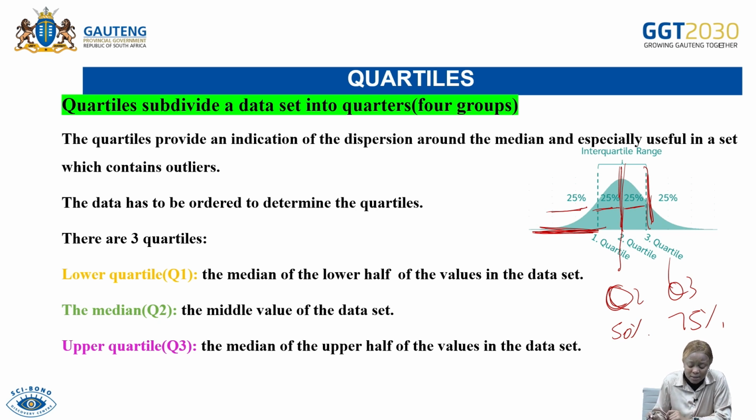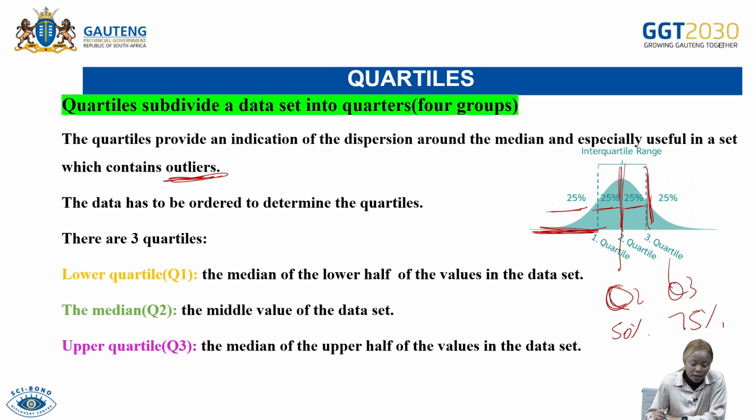Firstly, the quartiles provide an indication of the dispersion around the median, and are especially useful in a set which contains outliers. In grade 10 we touch just a little bit on outliers, but you will focus a lot on outliers in grade 11. An outlier is a value that is the smallest, or maybe the biggest, and is not within the data. Maybe the data starts from 3, 4, 5, I'm just making an example, and ends at 10, and then you have this one value which is at 20. That value that is far from your data set, we call the outlier.